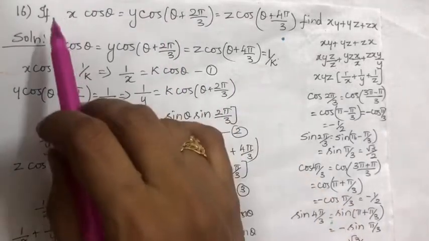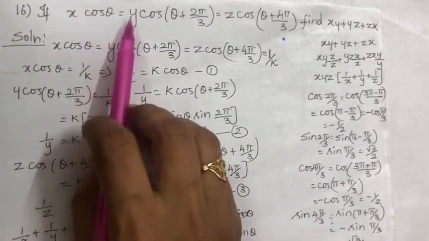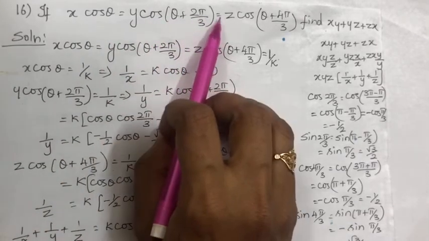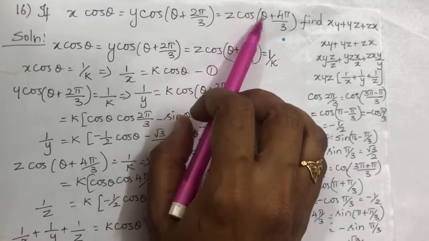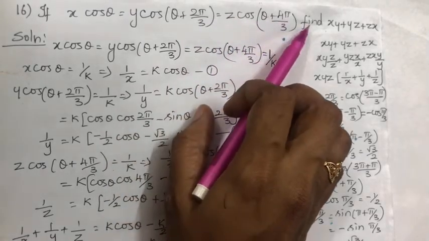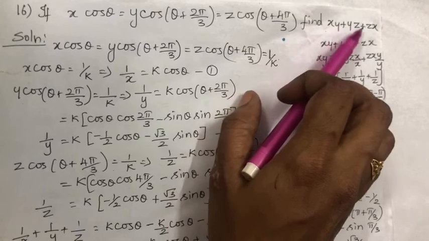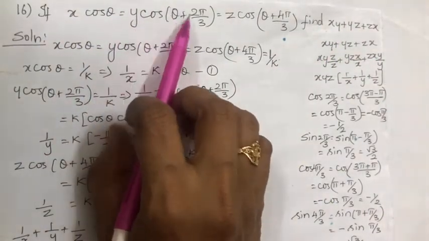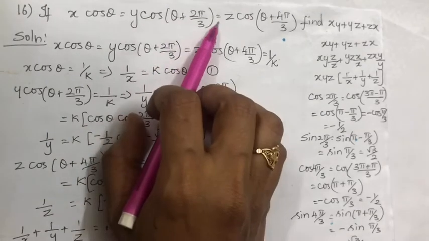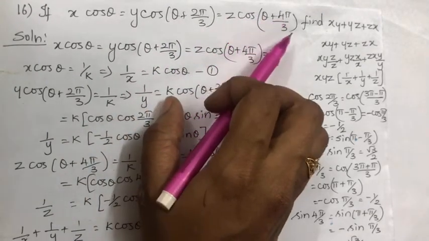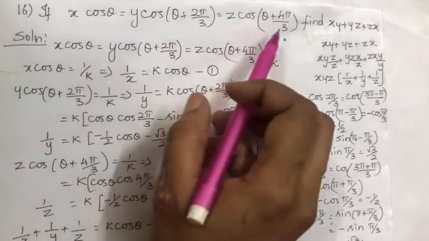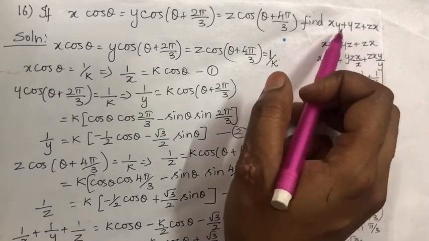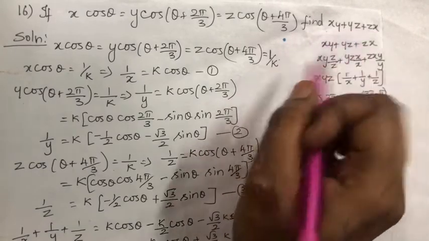16th problem. If x cos theta is equal to y cos (theta plus 2 pi by 3) is equal to z cos (theta plus 4 pi by 3), find xy plus yz plus zx. This is the given condition, and we have to find xy plus yz plus zx.